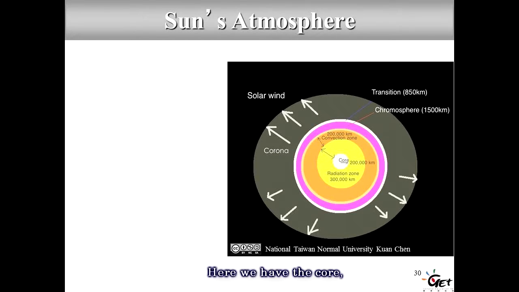So here we have the core, where the nuclear fusion happens, the radiative zone, the convective zone. Then we have the photosphere, the chromosphere, and the corona.